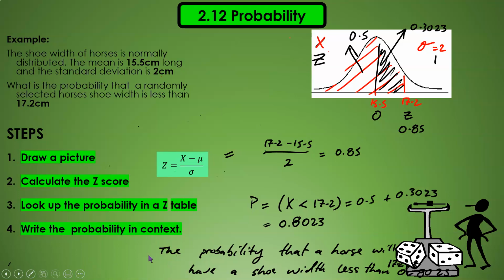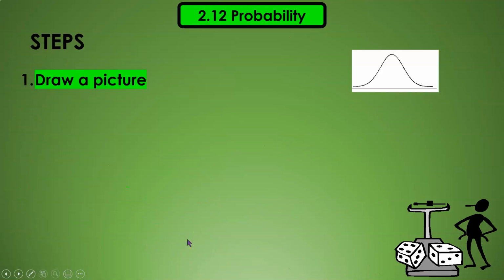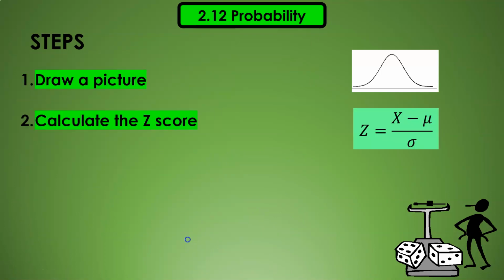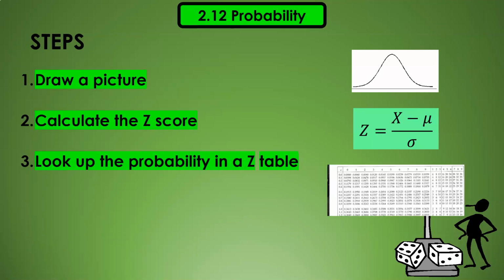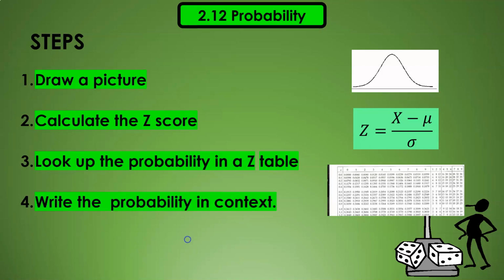And that's it. Hopefully that's what you got for your answer, and hopefully you remembered about the fourth step. It's pretty straightforward, just building on yesterday. So just recapping those steps again: draw a picture, calculate the z-score, look up the probability in a z-table, and the last thing is write the probability in context. The only thing that's different today is that we had to remember to add 0.5 when it's just being less than a score.